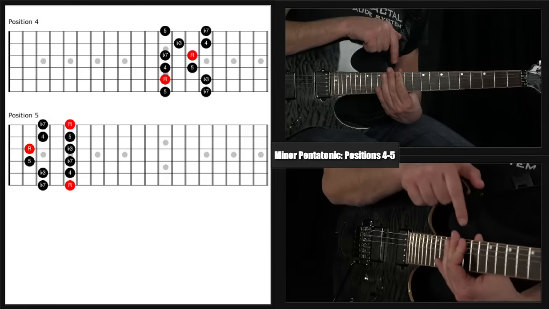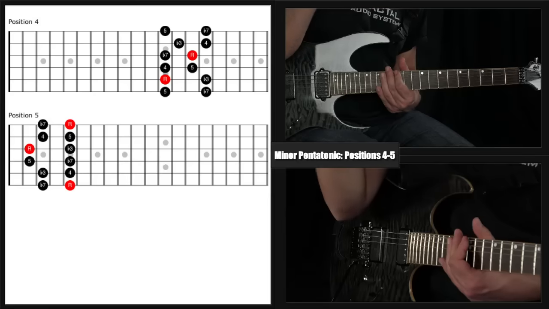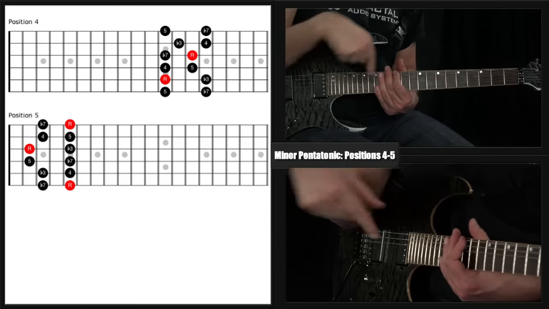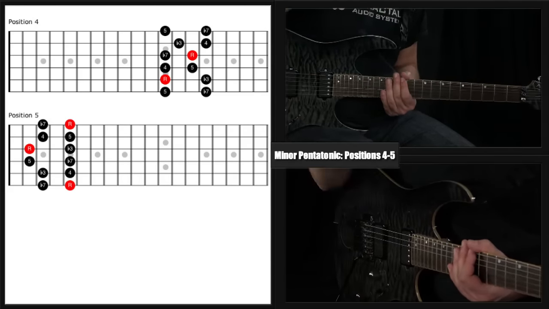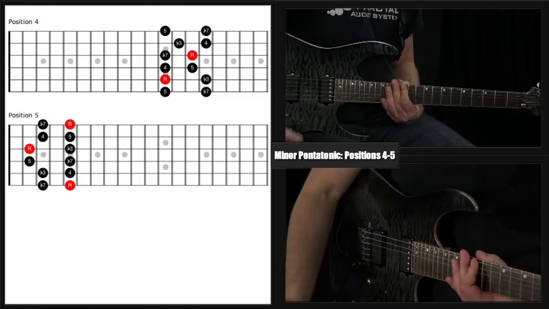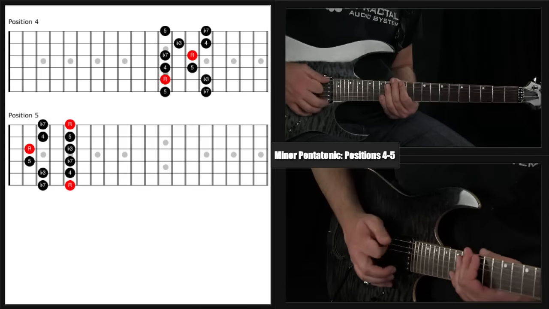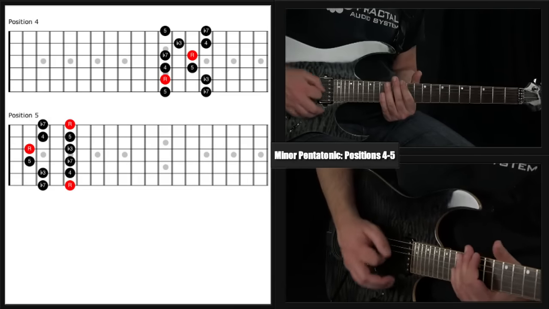We're not starting with the root. We're starting with the 4th note of the minor pentatonic scale, which is the 5th. But that's okay. When you're playing, you don't have to start with the root all the time. It doesn't matter. The root's given by the chord, but that's just your visual reference point.